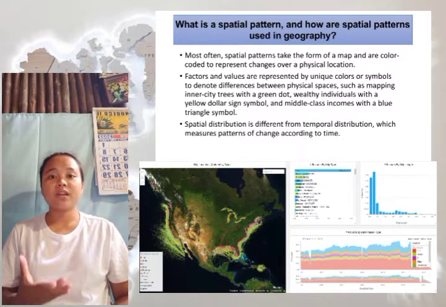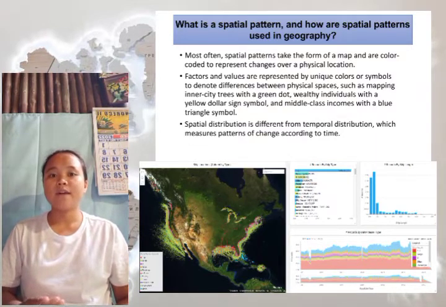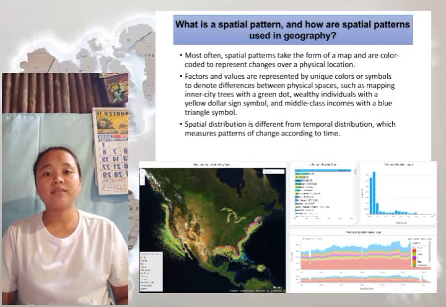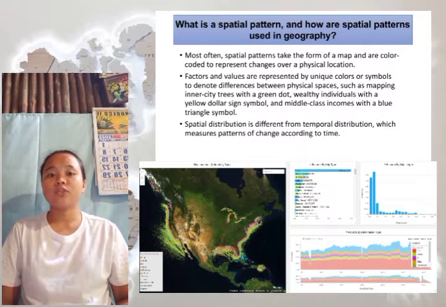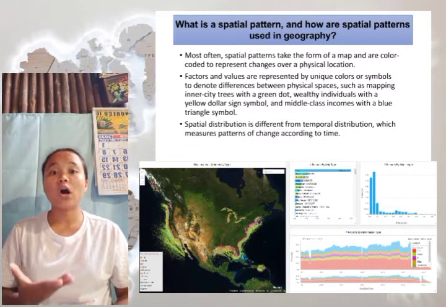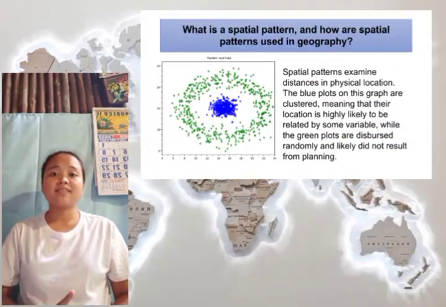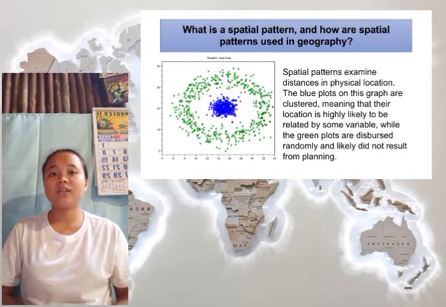It describes a phenomenon in a certain location and time, for example, shipping movement across a geographic area over time. A person uses spatial temporal reasoning to solve multi-step problems by envisioning how objects move in space and time. So, spatial patterns examine distance in physical location.